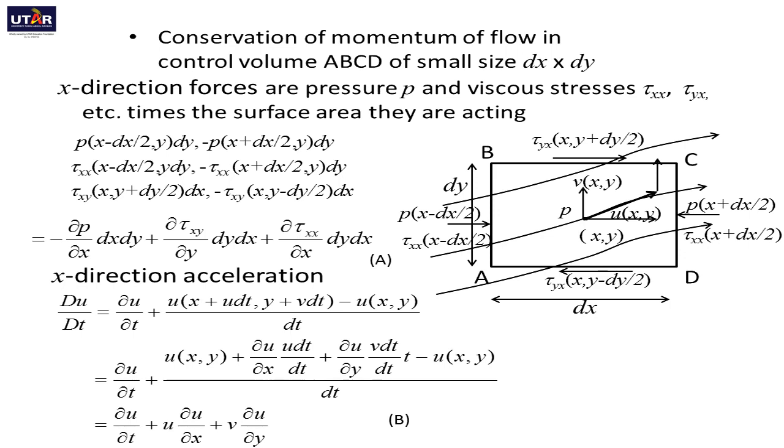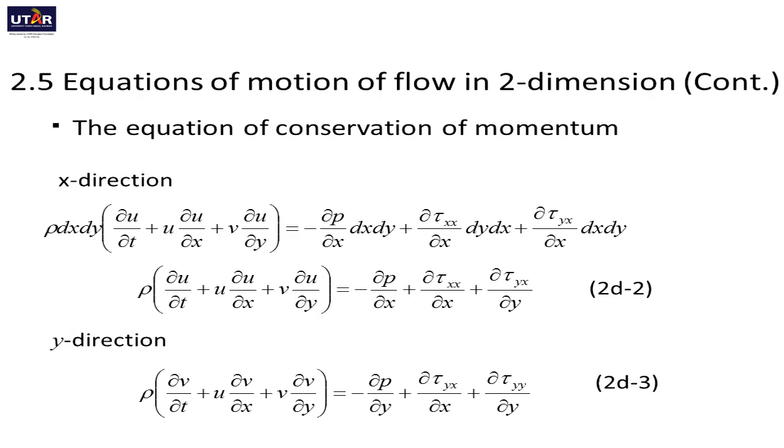If we consider the pressure and viscous stresses change in space, the sum of these forces acting on the four surfaces of this volume is like equation parenthesis A. The acceleration in x direction of the same volume is given by equation B. If they are equated, we obtain equation 2D-2, which is the equation of conservation of momentum in x direction.